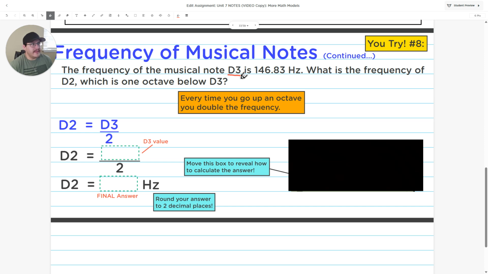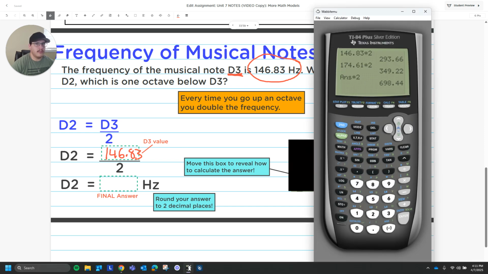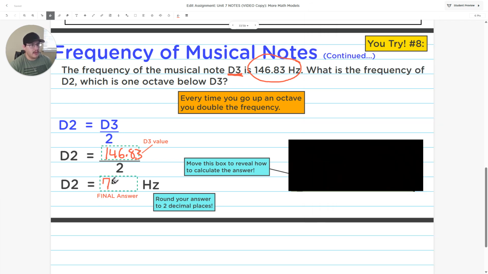So again, the frequency of the musical note D3 is 146.83 hertz. And then we want to go down an octave, which means we want to divide D3 by 2. So 146.83 divided by 2. Rounded to 2 decimal places, this is going to be about 73.42.